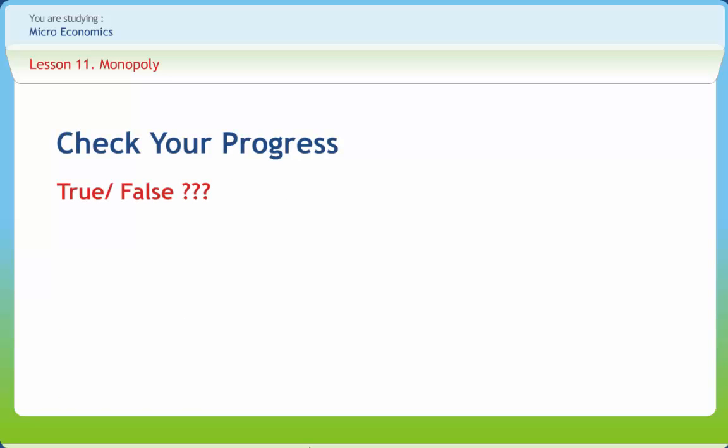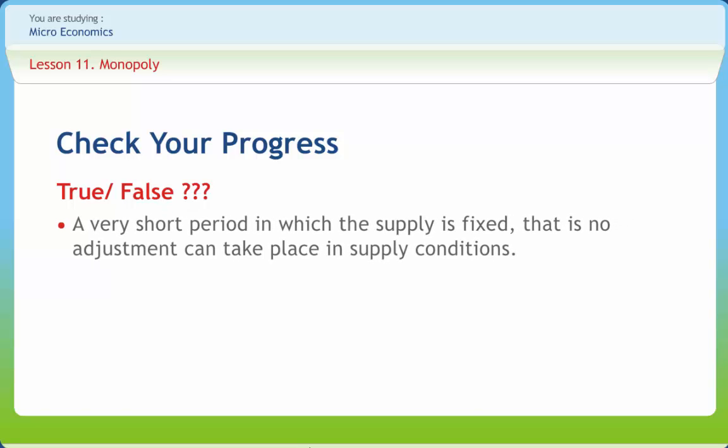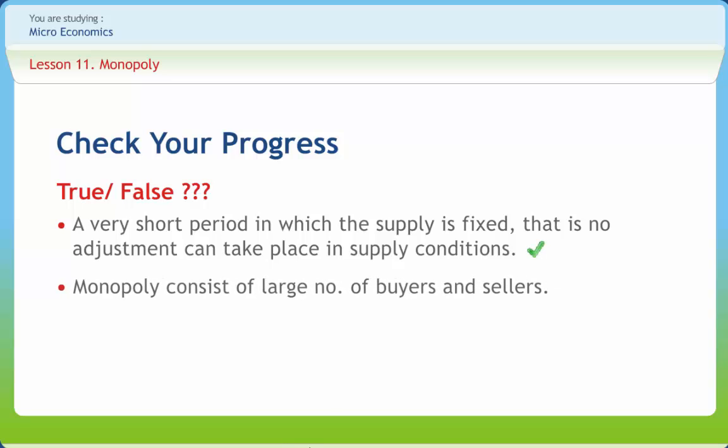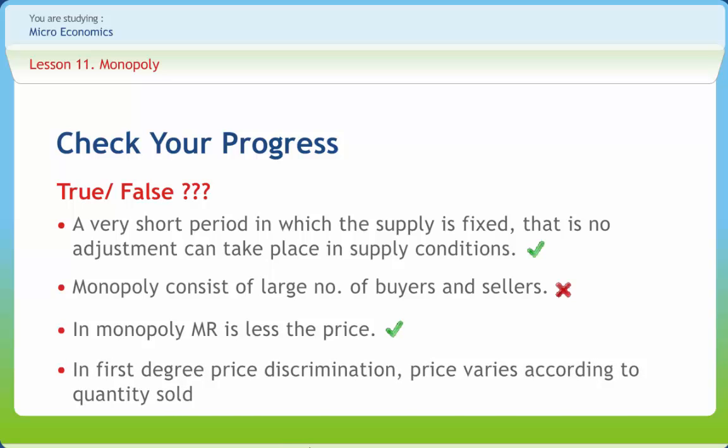Now let us check if we have understood the various concepts discussed in this lesson clearly. A very short period in which the supply is fixed, that is, no adjustment can take place in supply conditions. Right or wrong? Right. Monopoly consists of a large number of buyers and sellers. Right or wrong? Wrong. In monopoly, MR is less than the price. Right or wrong? Right. In first degree price discrimination, price varies according to quantity sold. Right or wrong? Wrong.